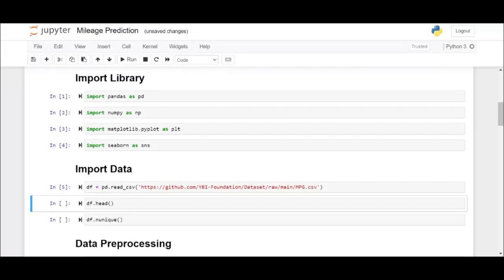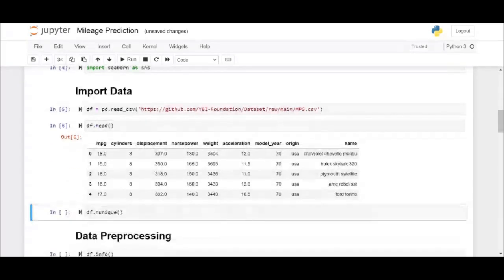After importing the data set, we have to look at the first few rows. The command we use is df.head, right? So you'll see that it has the first 5 lines.